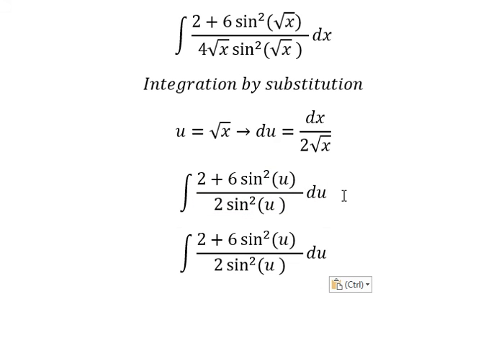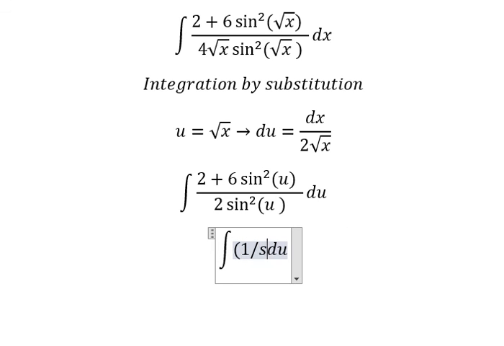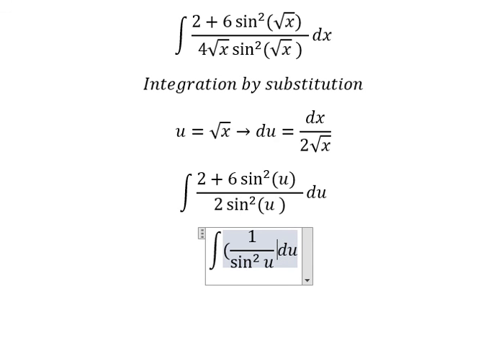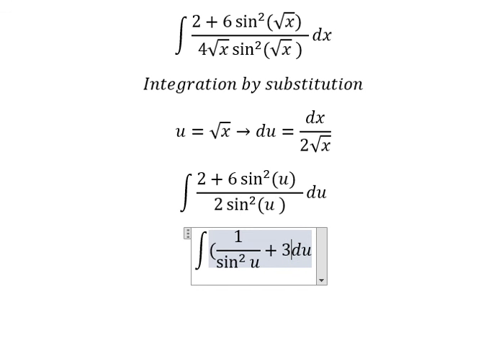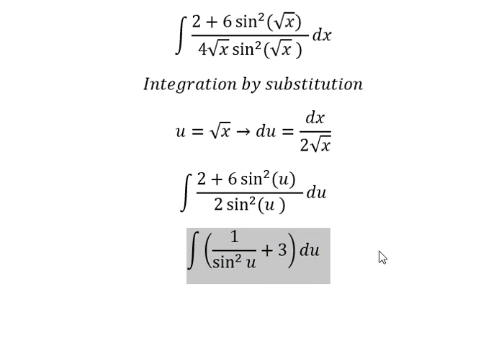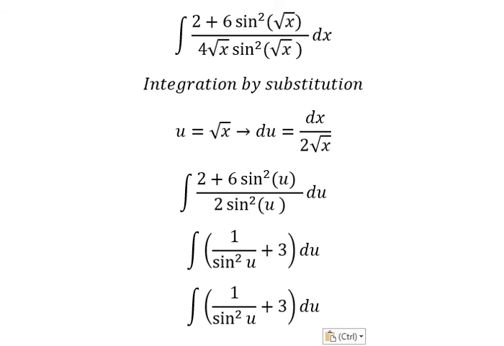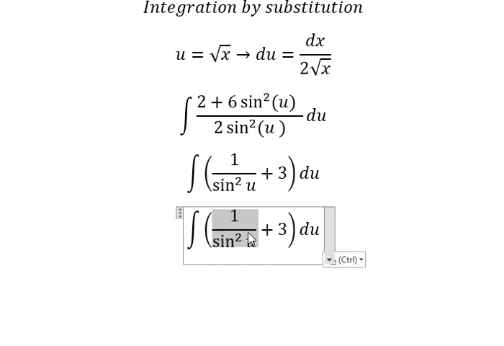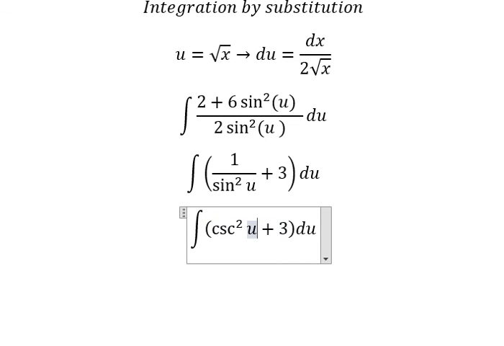Next, 2 divided by 2 sine u squared, 6 sine u squared divided by 2 sine u squared. This one we will have 1 over sine u squared plus 3. For this one, that's cosecant of u squared.